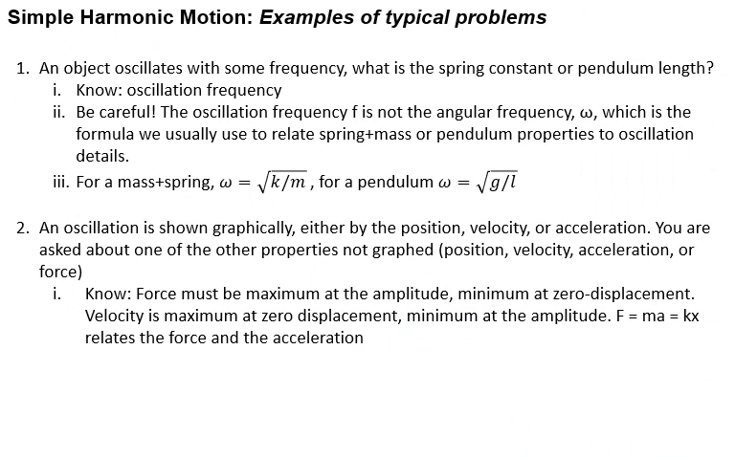Some examples of typical problems. You might be told, for instance, an object oscillates with some frequency, and you're asked, okay, what's the spring constant? Or maybe you're asked, what's the pendulum length? So in this case, you know the oscillation frequency. You need to be careful. Remember, the oscillation frequency is not the angular frequency. These are different. Omega is equal to 2 pi f, 2 times pi times f is equal to omega.